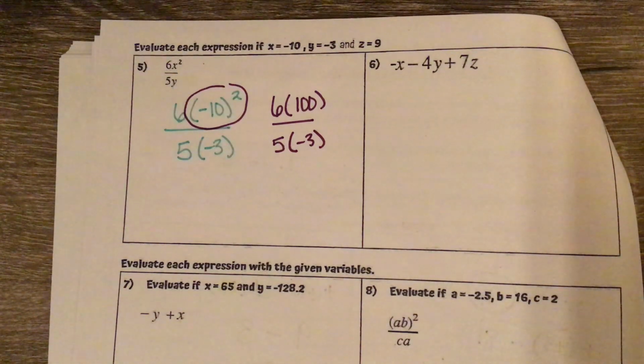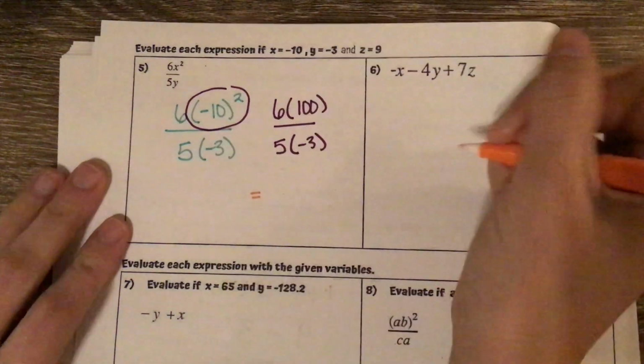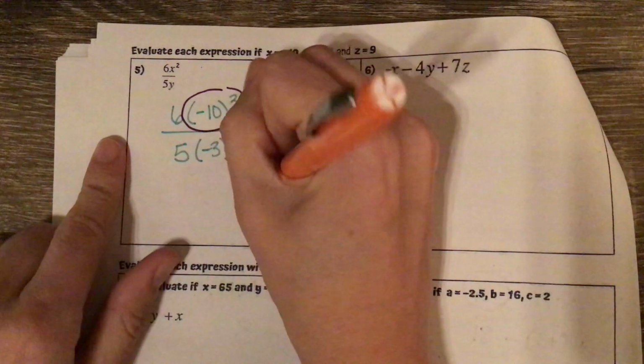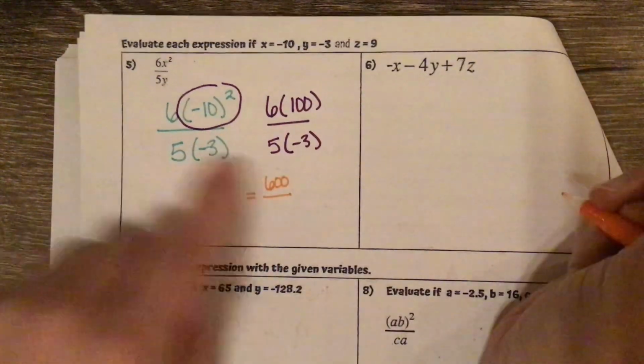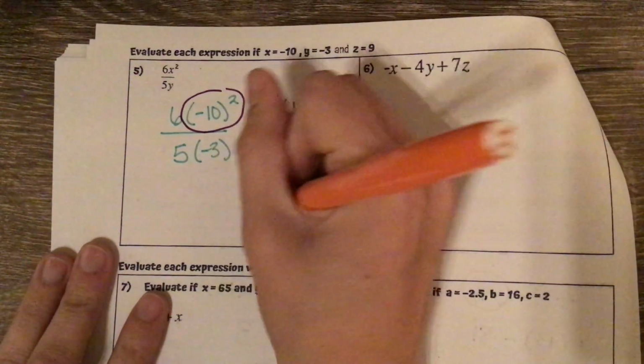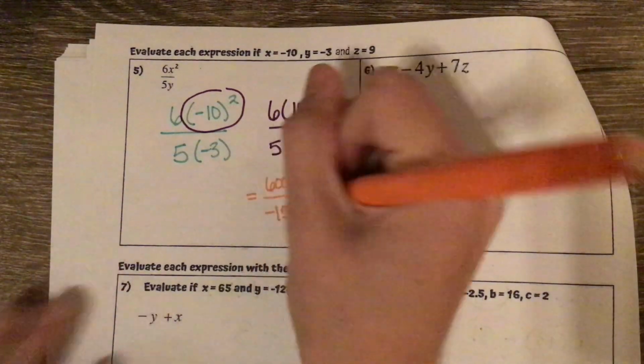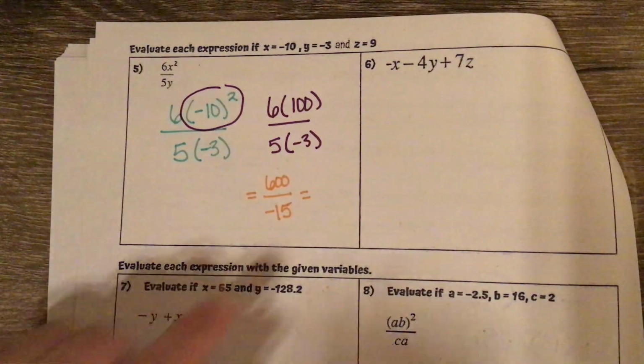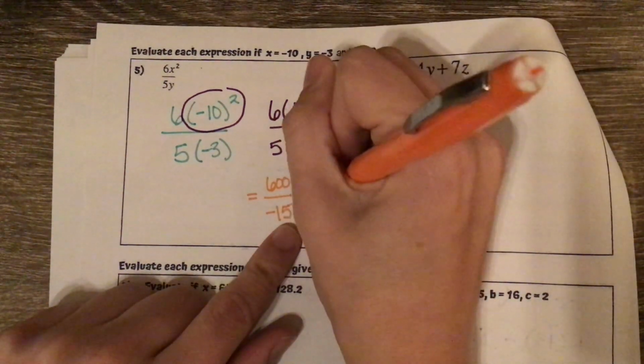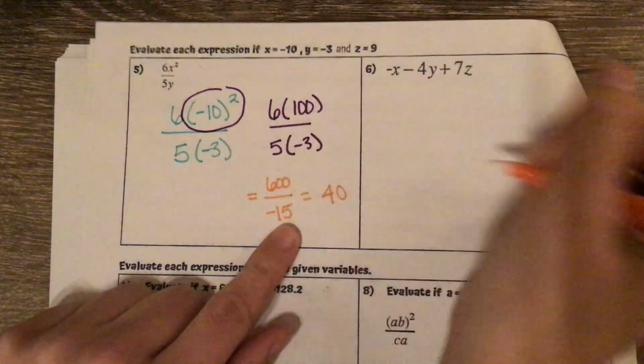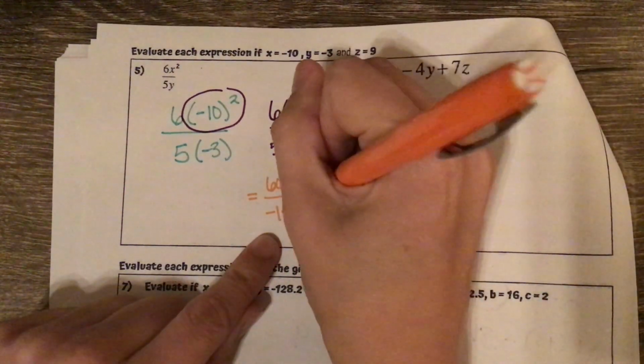Now I'm going to multiply each before I divide. So 6 times 100 is 600, over 5 times negative 3 is negative 15. And then when we divide, we get negative 40. A positive divided by a negative is a negative.